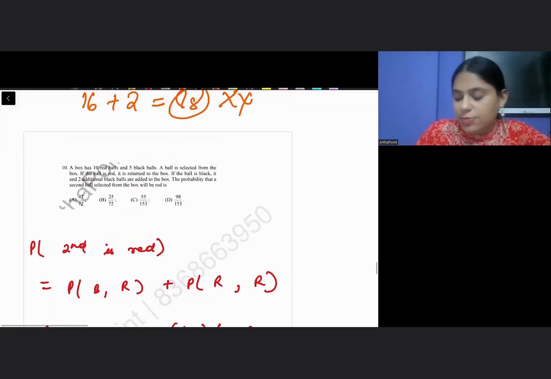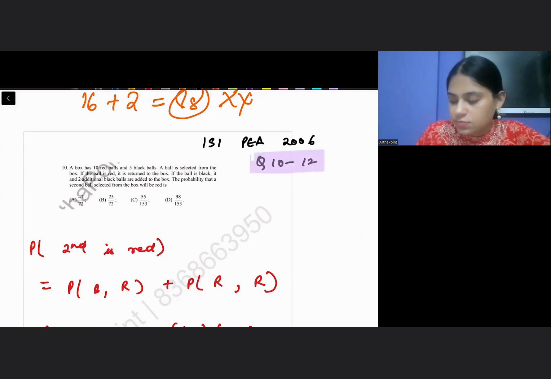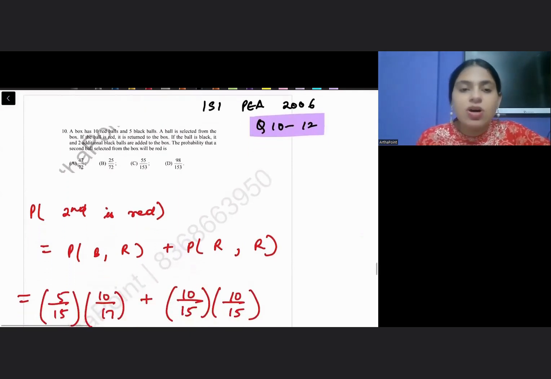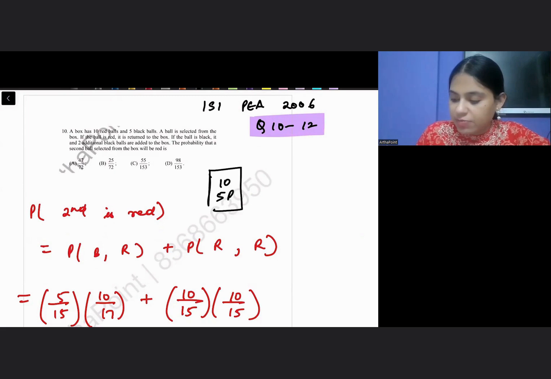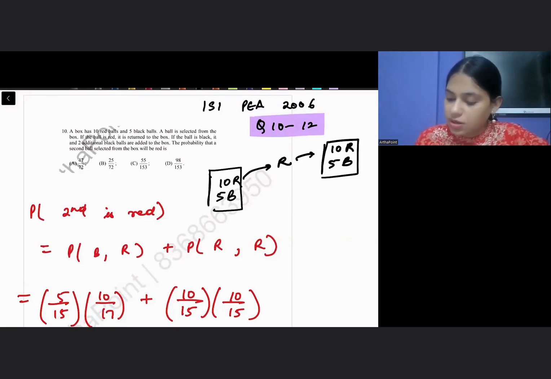So in this session, I'm going to take ISI PEA 2006, question number 10 to 12. Let's look into the question. A box has 10 red balls and 5 black balls. A ball is selected from the box. If the ball is red, it is returned to the box, so you get back 10 red and 5 black. If the ball is black, then you add 2 additional black balls to the box. So 10 red, but 7 black.